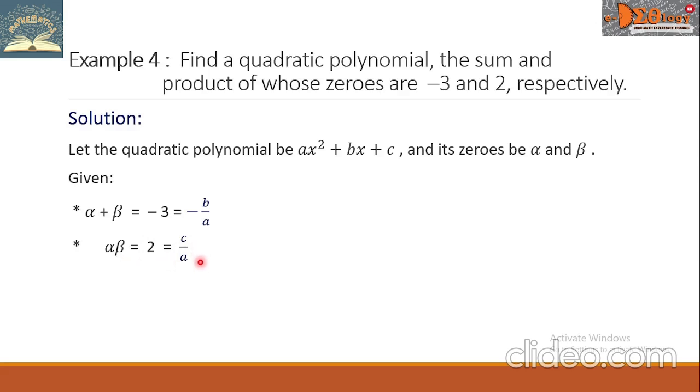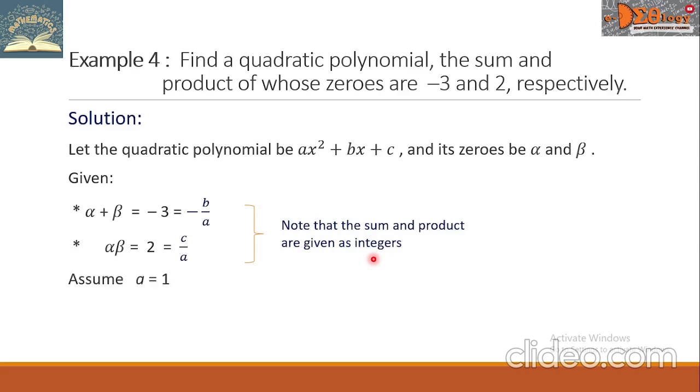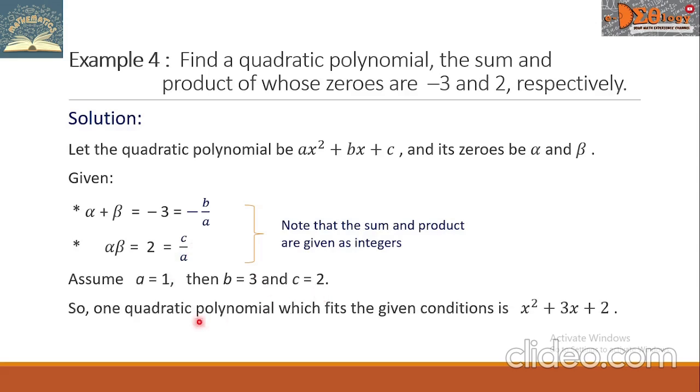Remember that the sum relation is equal to the negative of b over a, and the product relation is equal to c over a. Take note that the sum and product are given as integers, meaning we can assume that a equals 1. If that happens, in the first relation, we can get the value of b, which is positive 3. While in the second relationship, we can get the value of c. With a equals 1, c equals positive 2. Therefore, one quadratic polynomial that fits the given conditions is x squared plus 3x plus 2.